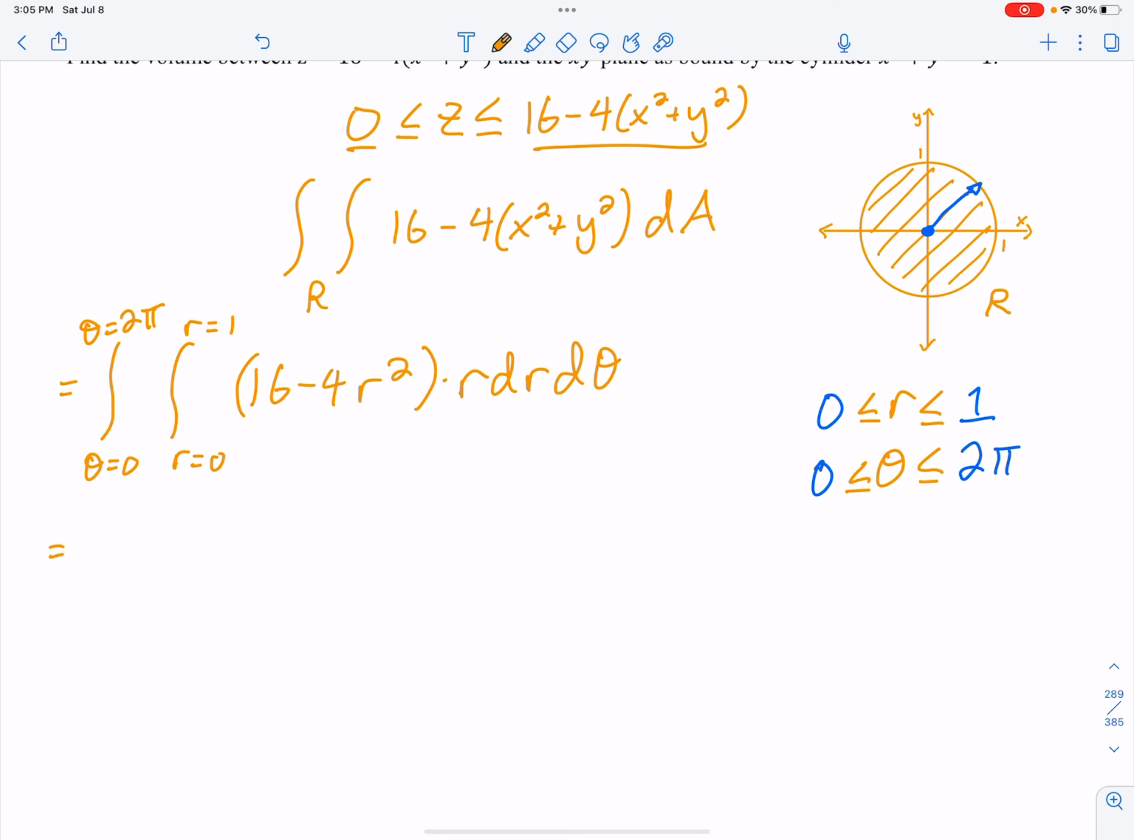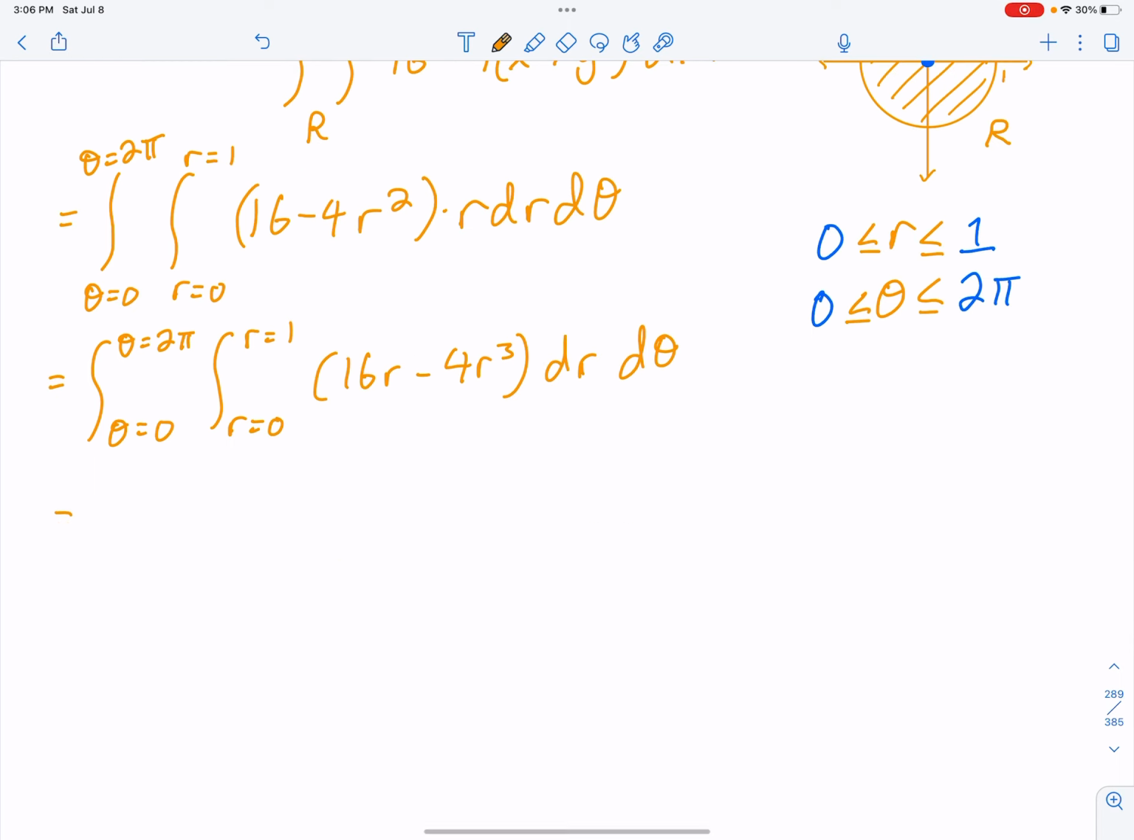All right, so this integral is equal to, I keep everything the same. I'm going to simplify the inside. Just distributed the r. And thankfully, this is just straight integration, power rules. So we have theta from 0 to 2 pi. And then we're going to integrate this stuff. I up the power and then divide by the new one. So it's 8r squared minus r to the 4th. And this is run from r equals 0 to r equals 1, d theta.